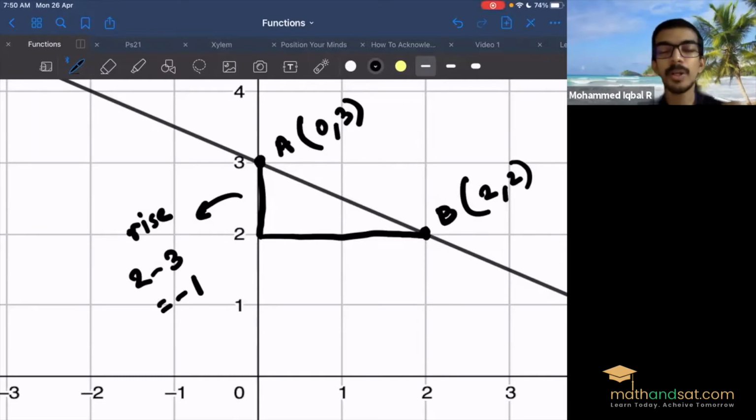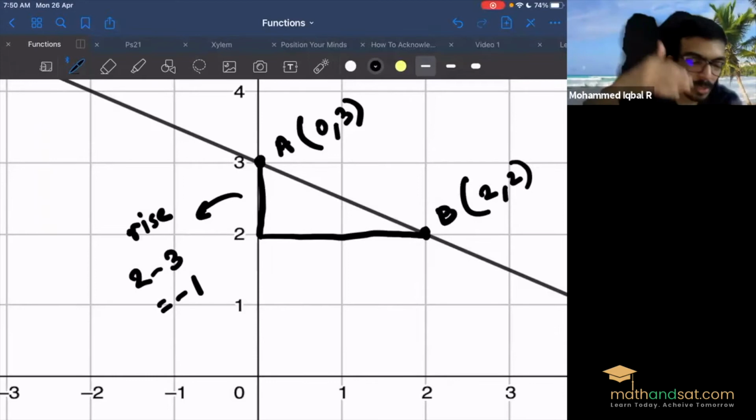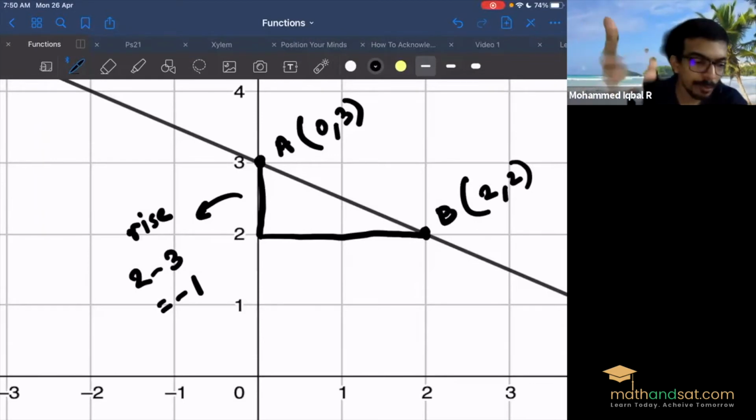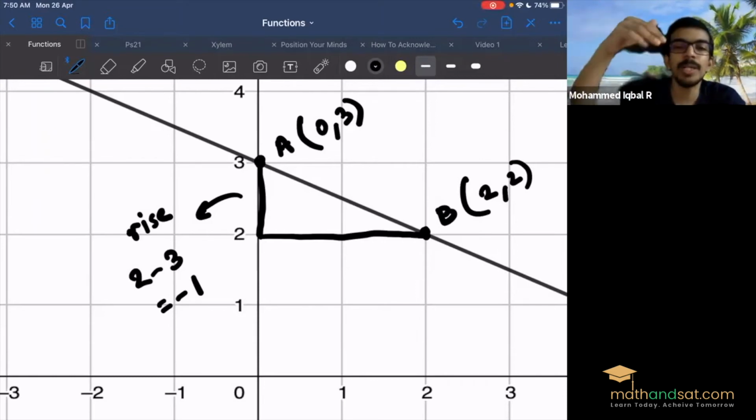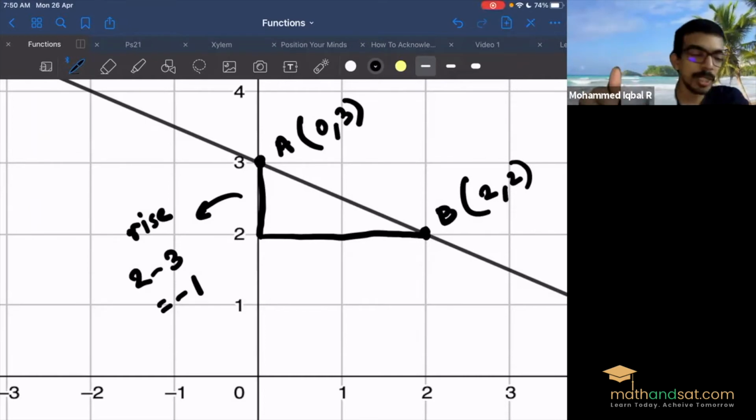Remember, always take care of your sign. Is that clear? You're going from A to B. Your vertical change is negative because you are going from a point where the y coordinate is bigger to a point where the y coordinate is smaller, right? Is that clear, everyone?